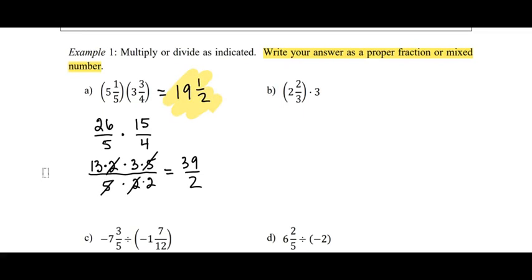Moving on to the next one. For part B, we have 2 and 2/3 times 3. I am going to rewrite this problem to change everything into a fraction. So 3 is 3/1 as a fraction. So now I'm going to change my 2 and 2/3 into an improper fraction, which will give me 8/3 times 3/1. I can see that I can cancel the 3's, and I have 8/1, or simply 8. That is my answer to part B, which is 8.